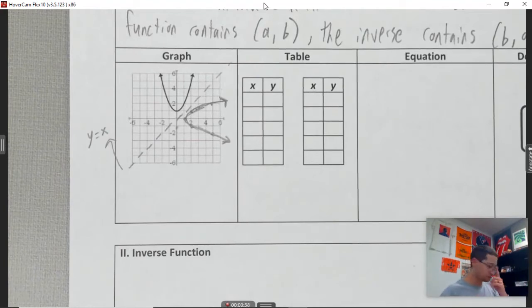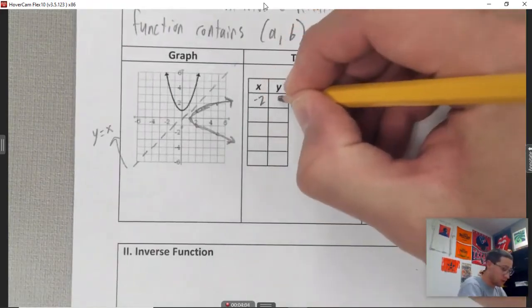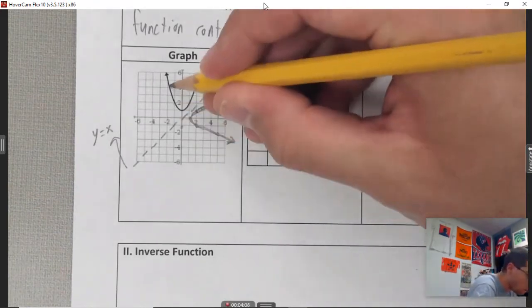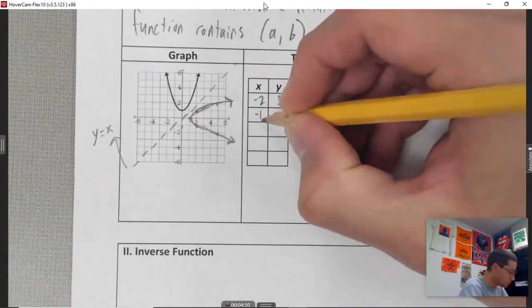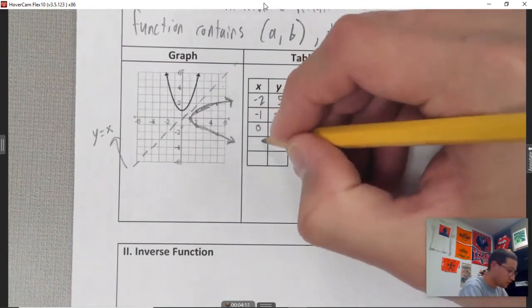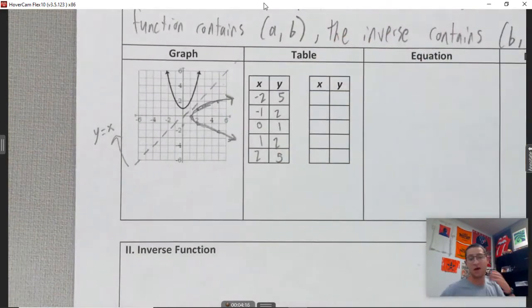Okay, for the table, for this particular one, I'll go ahead and put the values. This is negative 2, 5. Just to double check, yeah, negative 2, 5. We've got negative 1, 2, 0, 1, 1, 2, and then 2, 5. So how does the function relate?